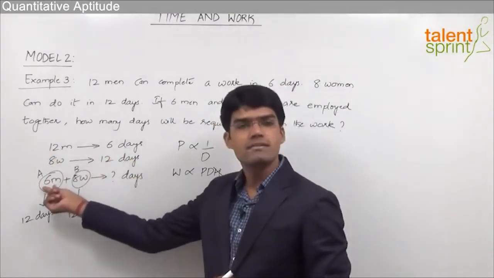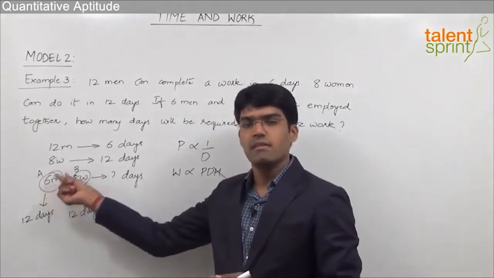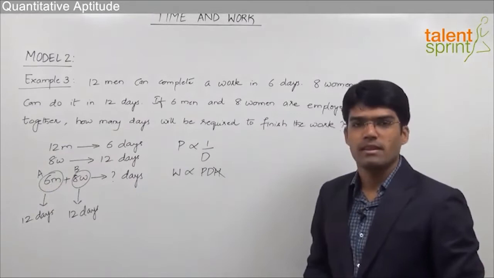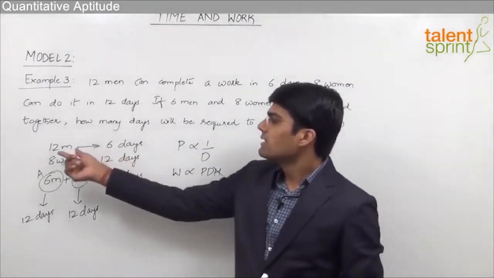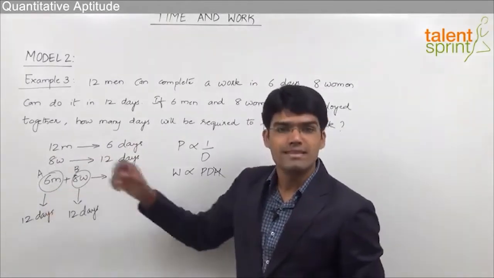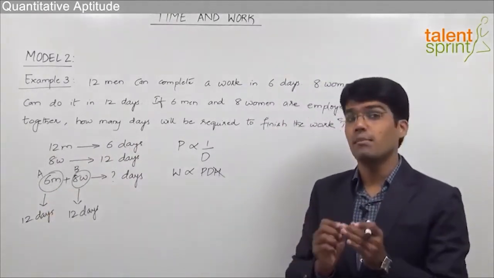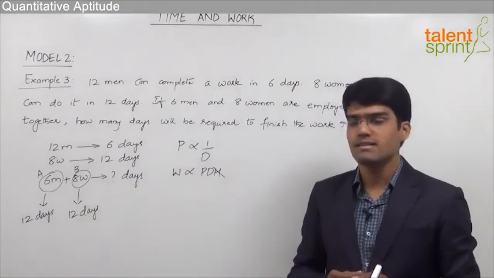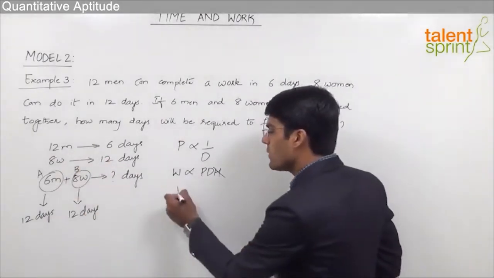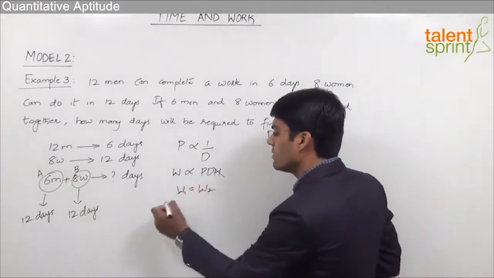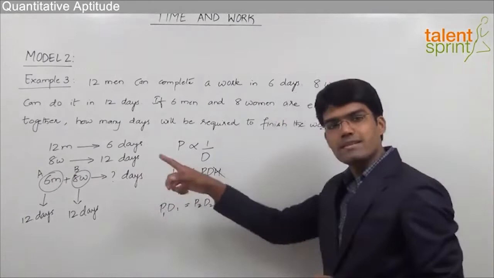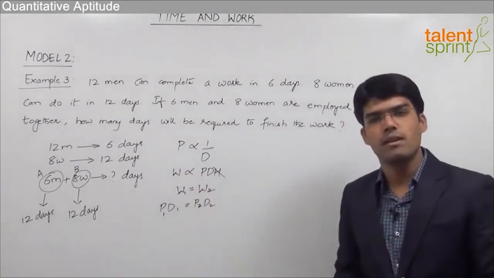P2 is the number of persons in the second case, that is 6 men, and we are supposed to find out D2, that is the number of days required by 6 men. Here we can see that the work done by 12 men in 6 days is the same as the work done by 6 men. So we can say that W1 is equal to W2, that is, the work done in both the cases is the same. So when W1 is equal to W2, we very well know that P1 D1 should be equal to P2 D2. So now by substituting the values here, we can find out D2.